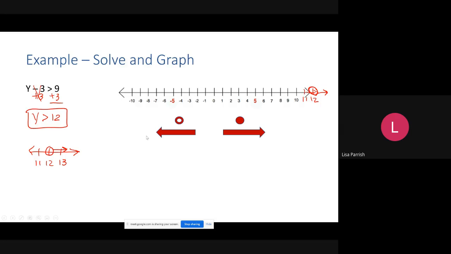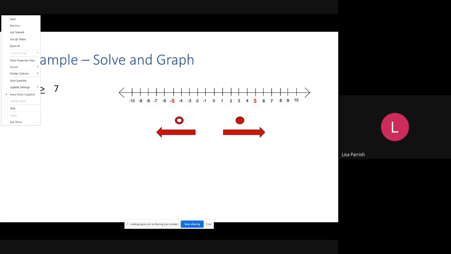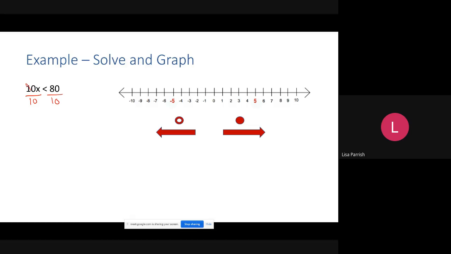Okay, solve, then graph. All right, let's do a multiplication problem. Got one of each happening tonight. 10x is less than 80. So this is a multiplication problem, and we want to solve it by doing division. Division is the inverse of multiplication. So we're going to divide both sides by 10. That's going to cancel out, and you have x is less than 80 divided by 10. If you can count up by tens, you can see that that would be 8.